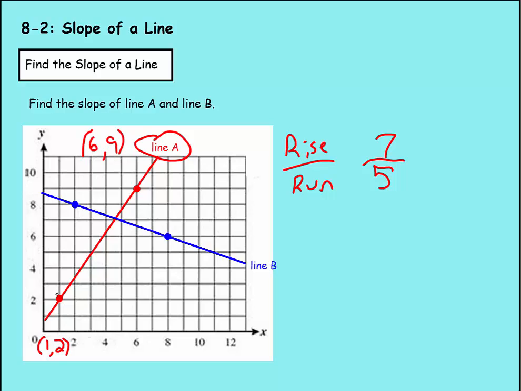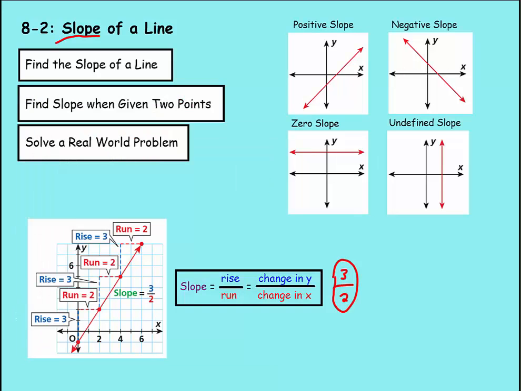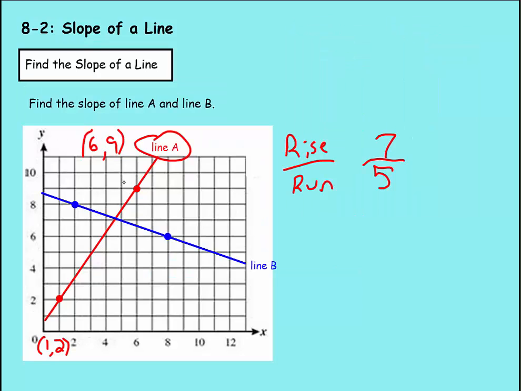You notice how we went up, meaning that the y value increased. That's why it's a positive 7. And you notice how we went to the right, so the x value was increasing. That's why that's a positive 5. If we would have gone to the left or down, that makes those negative. Since this is a positive 7 over positive 5, I notice that's a positive slope. And if you remember our last slide, positive slopes go up as you go to the right. And that's what this one does too.